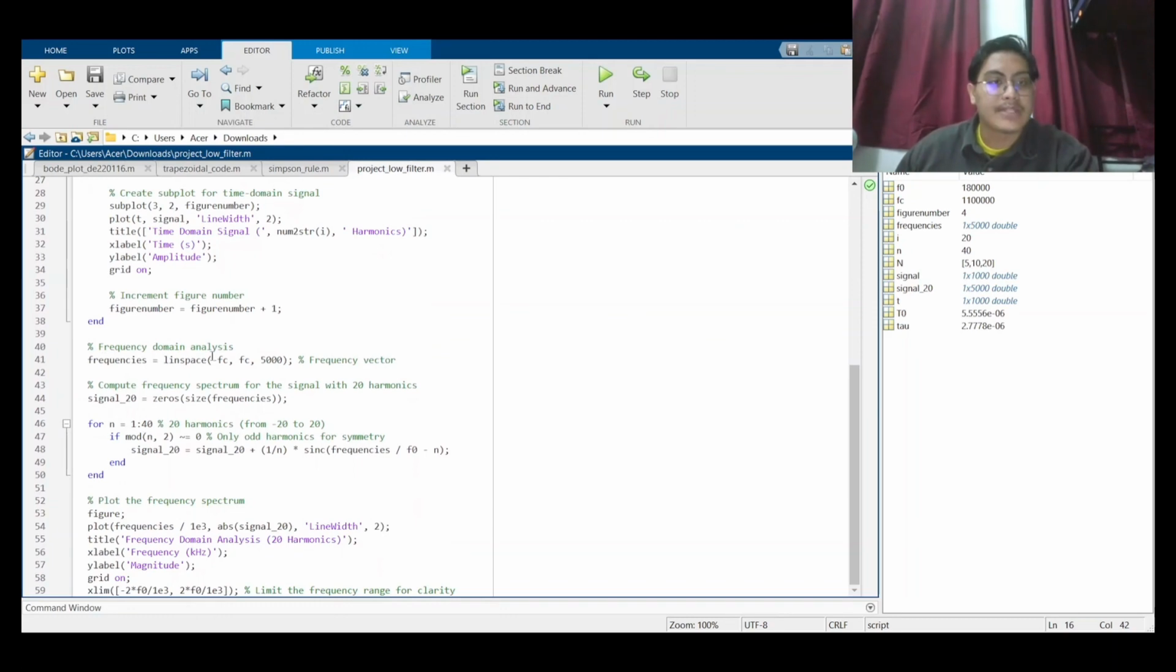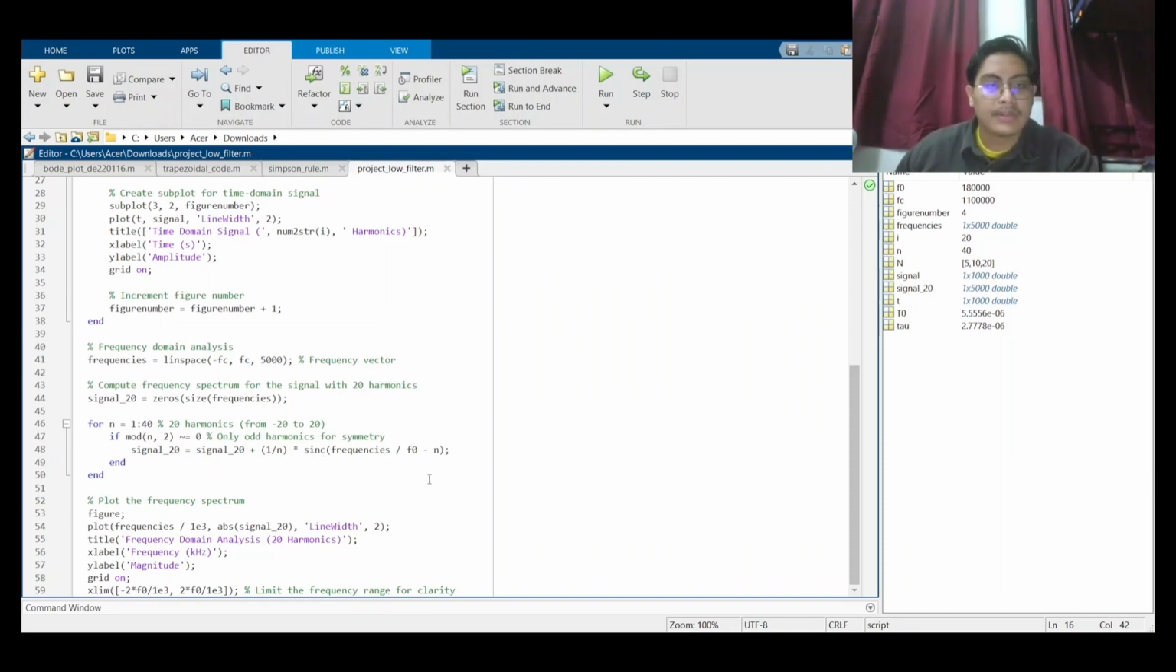For this part, the frequency domain analysis, we create a frequency vector spanning from negative 1100 kHz to 1100 kHz with 5000 points. Here we compute the frequency spectrum of the signal using the first 20 harmonics. This sinc function is used to model the frequency component of each harmonic.